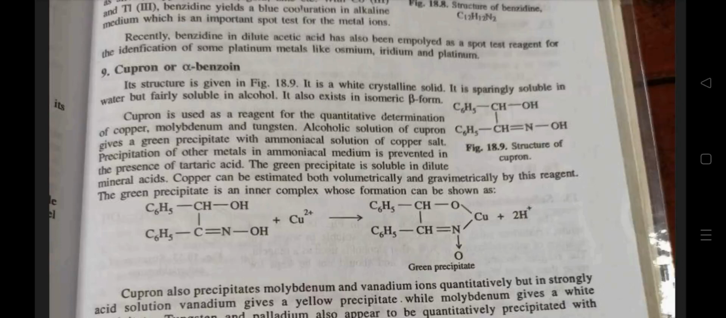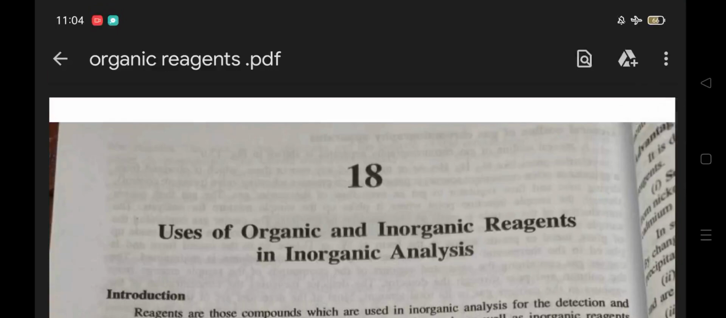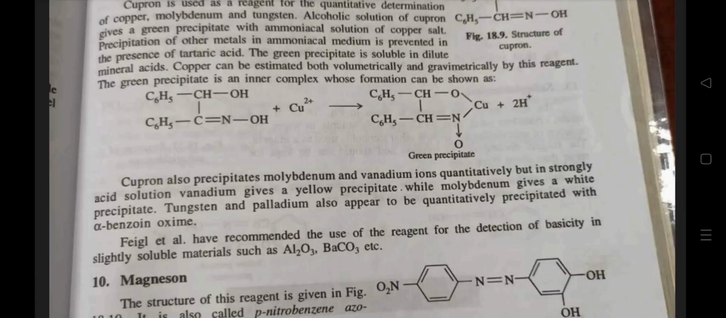An alcoholic solution of cupron gives a green precipitate with an ammoniacal solution of copper salt. Precipitation of other metals in ammoniacal medium is prevented in the presence of tartaric acid. The green precipitate is soluble in dilute mineral acid. Copper can be estimated both volumetrically and gravimetrically by this reagent. The green precipitate is an inner complex whose formation can be shown.